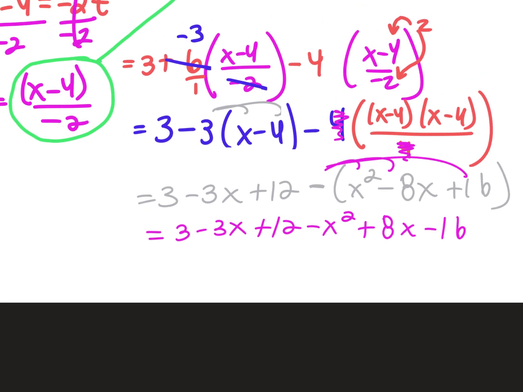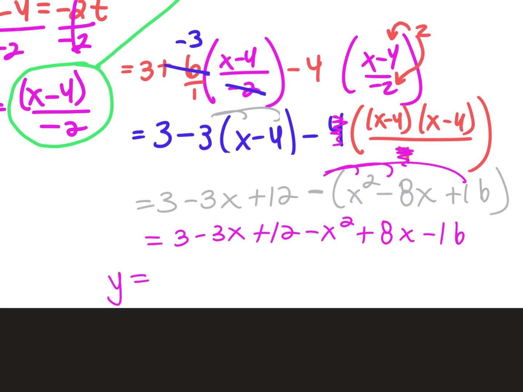So we have now y equals, what's my highest exponent? What do I write first? X squared. All right, so negative x squared, negative 3x and a positive 8x. Plus 5x. Plus 5x, and then I have 3 plus 12, 15, minus 16, negative 1. Minus 1.